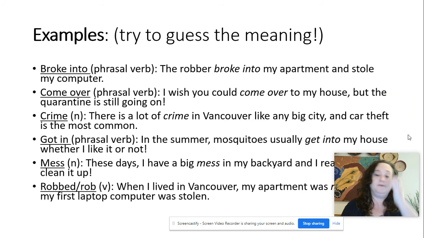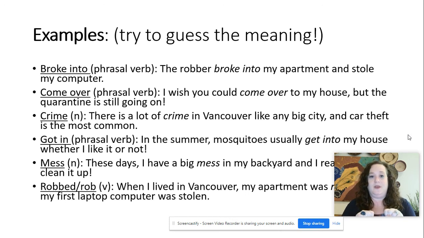Okay, let's continue. Let's go to examples. So you may notice that I put at the top of the screen, try to guess the meaning. Okay, so first example, broke into. The robber broke into my apartment and stole my computer. I think I told you this true story before when I lived in Vancouver. A robber broke into my apartment and stole my computer.